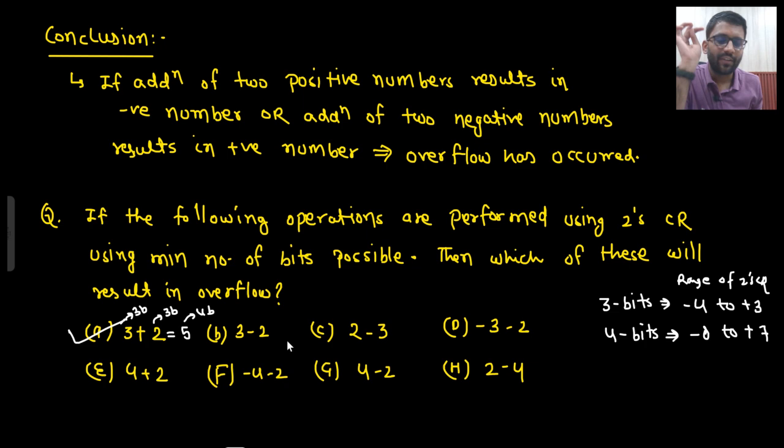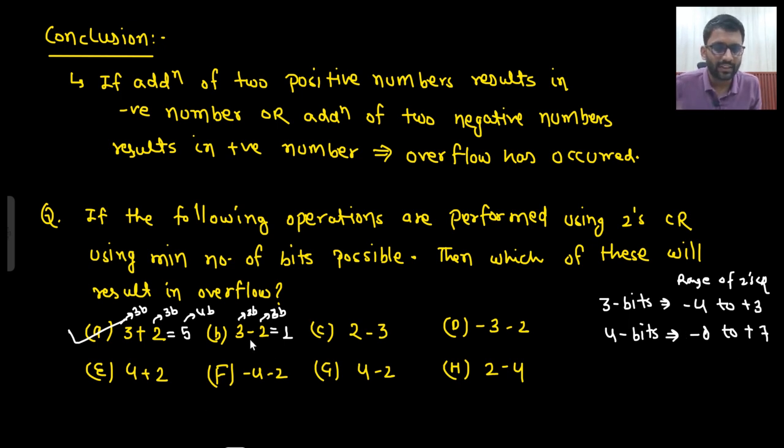3 minus 2. If there are opposite signs, overflow will never occur. Because what will be the answer? 1. For 3 you need 3 bits. For 2 also you need 3 bits. For 1, it can be represented in 2 bits as well, but in 3 bits it will come. In this range it will certainly come.